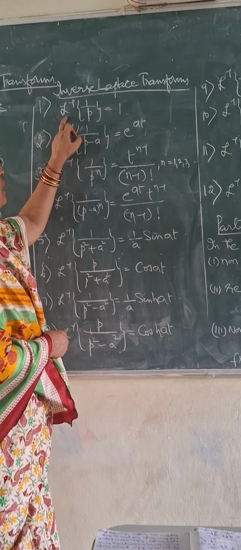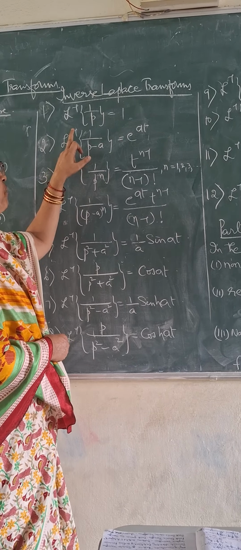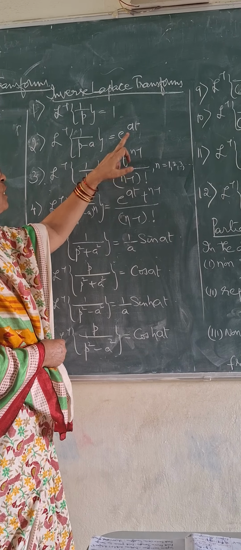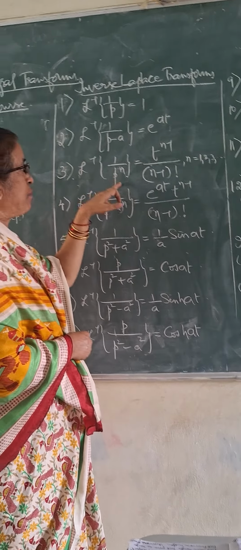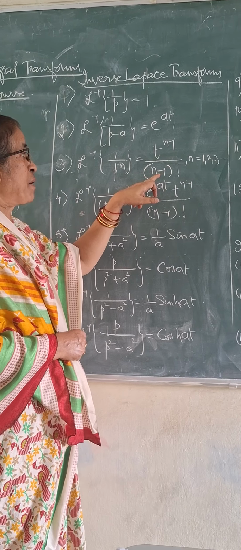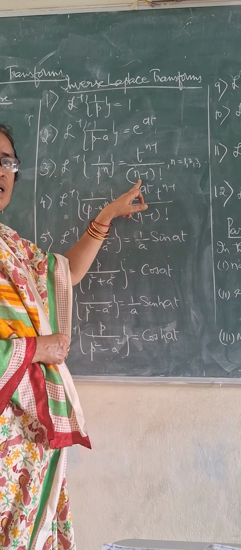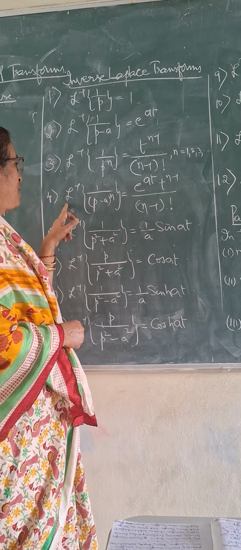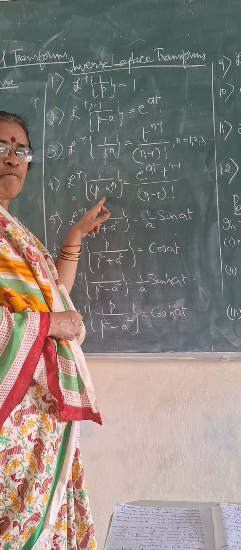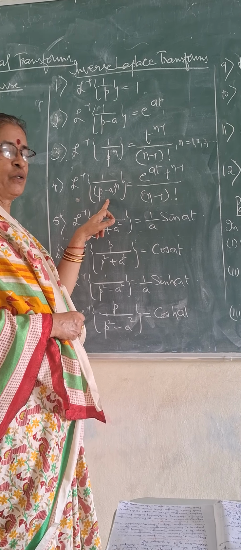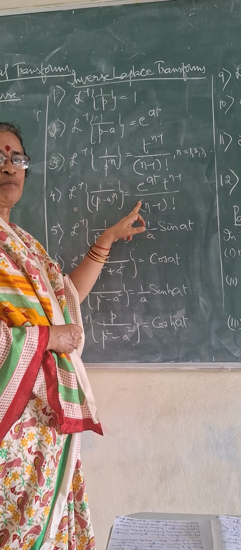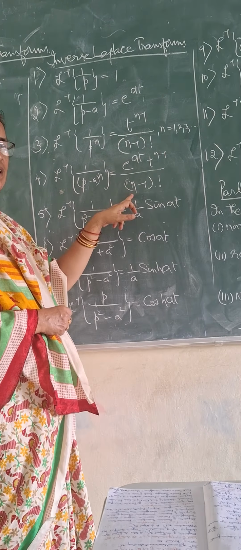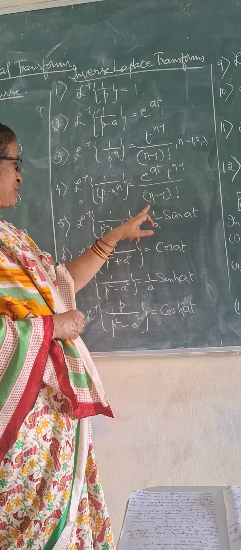Corresponding to that, we know that L inverse of 1 by p equals 1, L inverse of 1 by p minus a equals e power a t, L inverse of 1 by p power n equals t power n minus 1 divided by n minus 1 factorial, where n equals 1, 2, 3, etc. And we have L inverse of 1 by p minus a whole power n equals e power a t into t power n minus 1 divided by n minus 1 factorial.